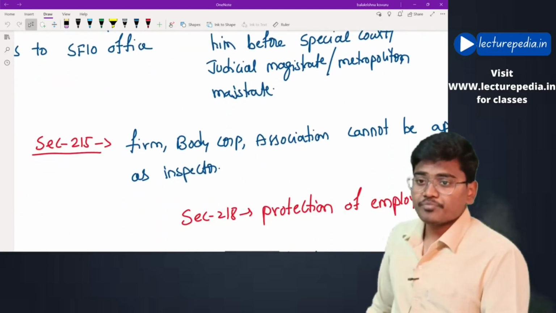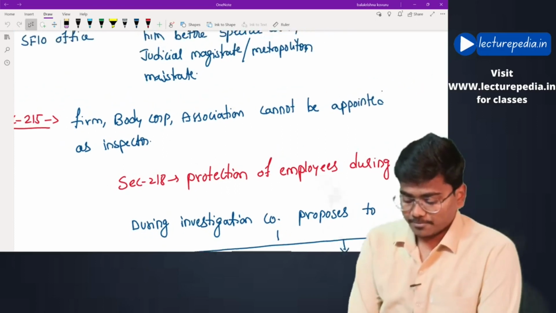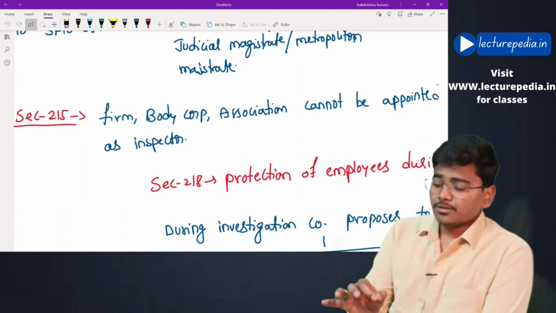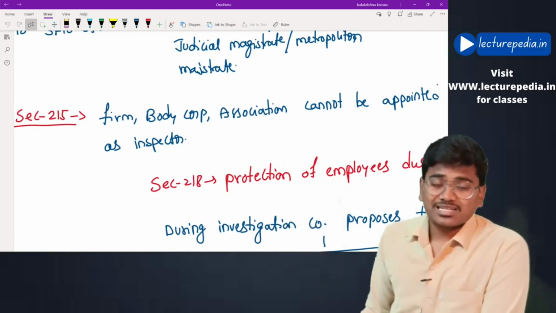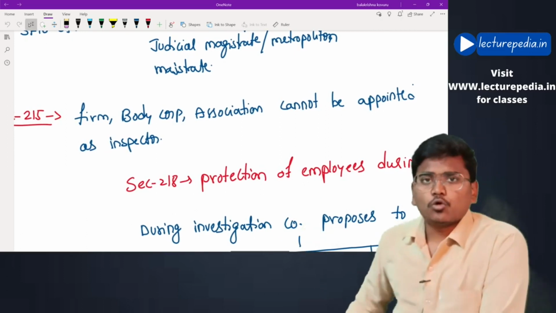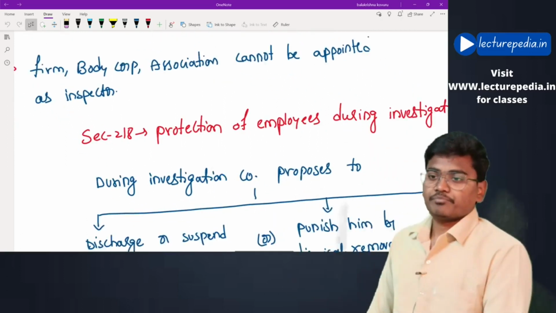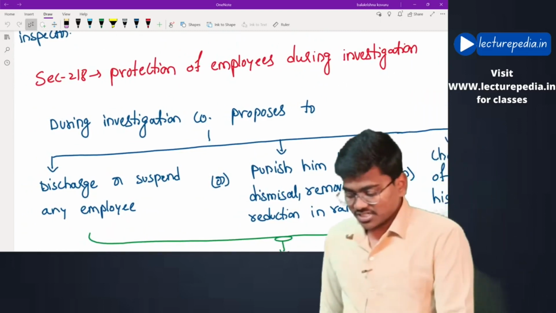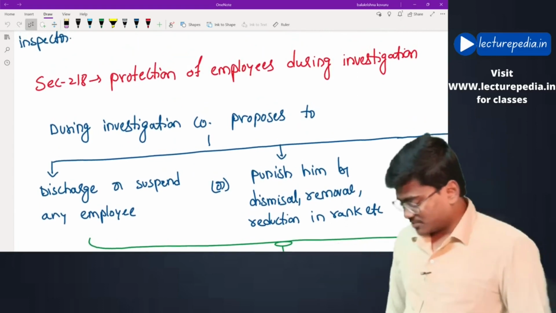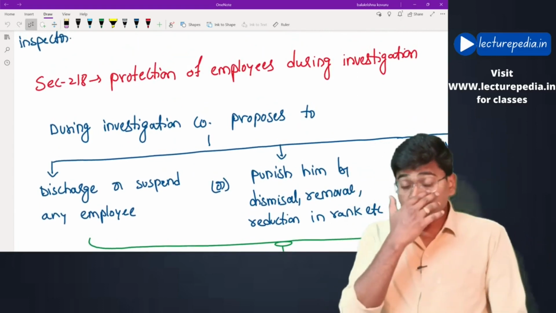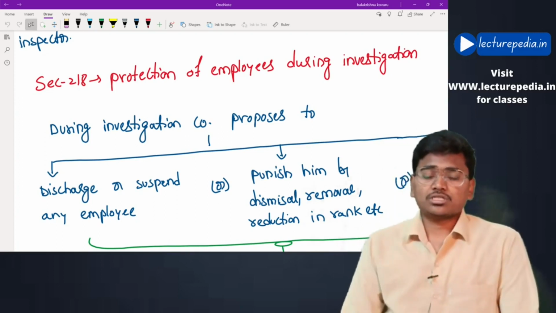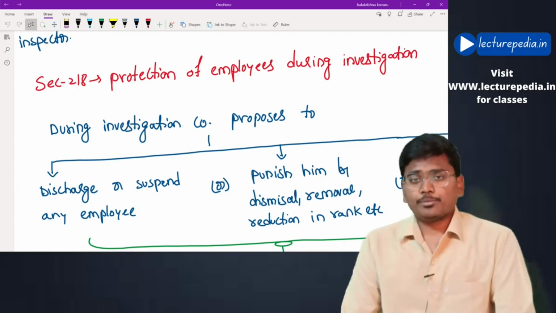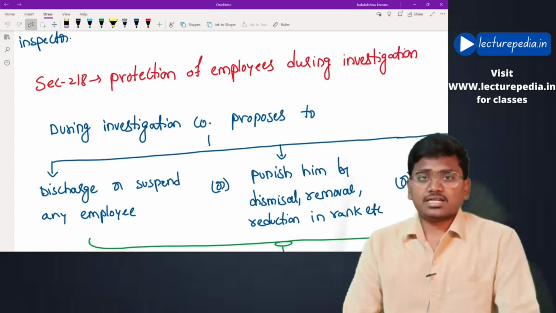This is relating to investigation by SFIO. Next, section number 215, a small section which says that a firm or body corporate or association of persons cannot be appointed as an inspector. Only an individual can be appointed as inspector. Next, section number 218, protection of employees during the investigation. See, now investigation has been ordered in the company, and there is a doubt on a particular employee or officer that he has conducted some fraud.